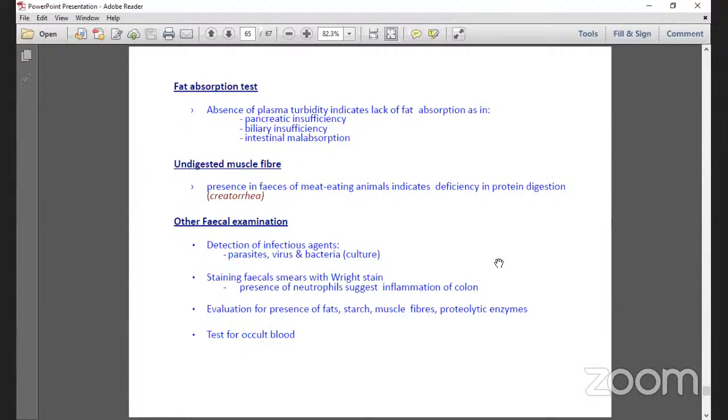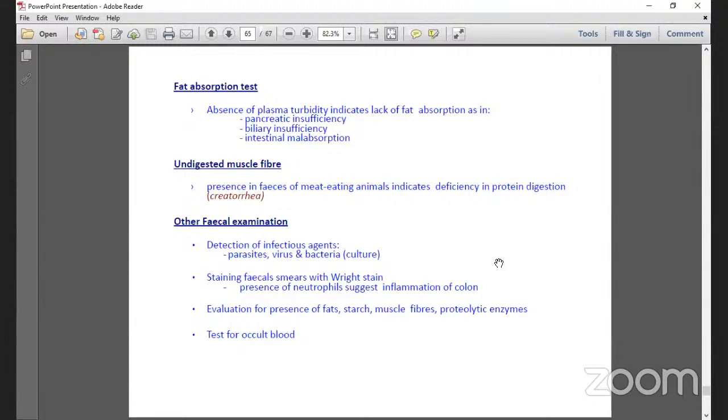And we can do other fecal examinations because GI tract disease is not limited to enzyme deficiency, but is also associated with infectious agents, which could be the presence of parasites, helminths, viruses and bacteria. That's why we have to do a fecal culture. We can also stain with a Diff-Quik stain so that we can look for the presence of inflammatory cells like neutrophils, which suggests inflammation of the colon, inflammation of the intestine, and so on.